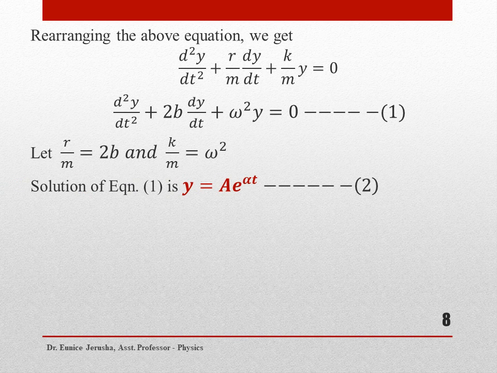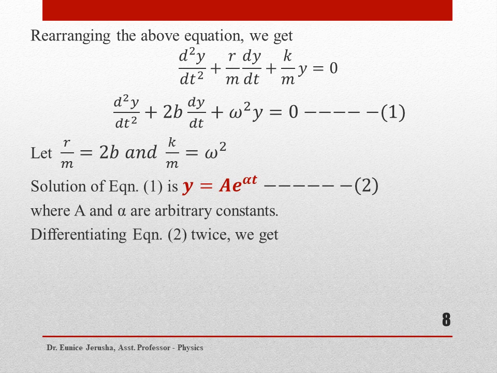The solution for this second order differential equation is y is equal to a e power alpha t, where y stands for the displacement, a stands for the amplitude, and this solution we see is dependent on the time period small t, where a and alpha are arbitrary constants. We differentiate this equation twice and we substitute the derivatives of this y in equation 1 as our next step.